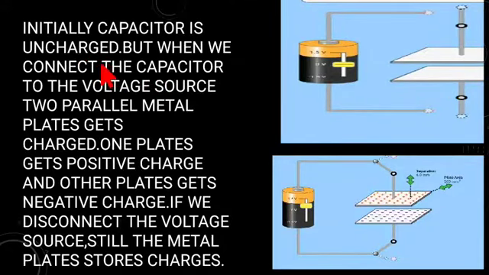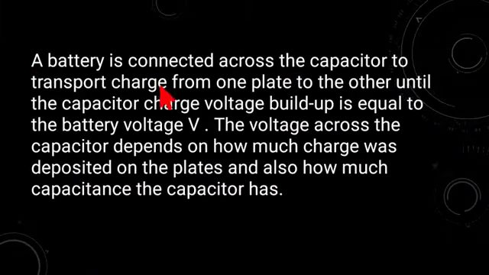Initially, the capacitor is uncharged, but when we connect the capacitor to the voltage source, two parallel metal plates get charged. One plate gets positive charge and another plate gets negative charge. If we disconnect the voltage, still the metal plates store charges. A battery is connected across the capacitor to transport charge from one plate to the other until the capacitor voltage built up is equal to the battery voltage. The voltage across the capacitor depends on how much charge was deposited on the plate and also on the capacitance of the capacitor. Capacitor blocks DC current and allows AC current.